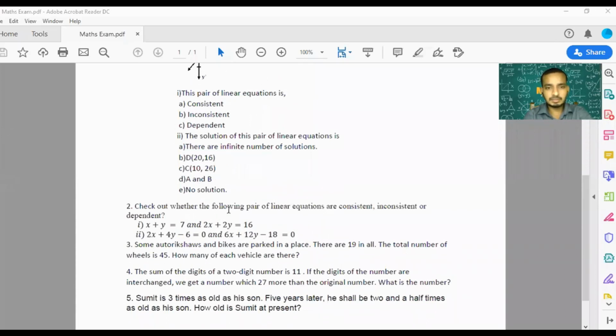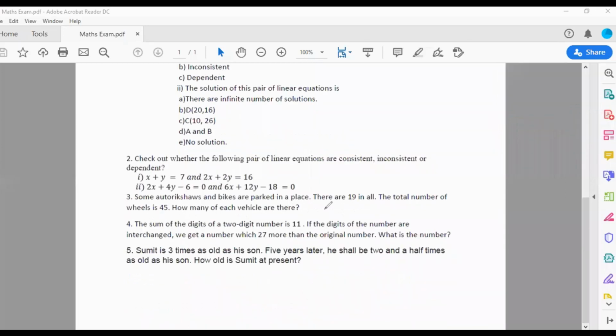Check out whether the following pair of linear equations are consistent, inconsistent, or dependent. What about the first one? Inconsistent. So how did you know that? How did you check it? A1 by A2 equal to B1 by B2. Here A1 by A2 means 1 by 2. And what is B1 by B2? 1 by 2. They are equal. So this is not consistent.